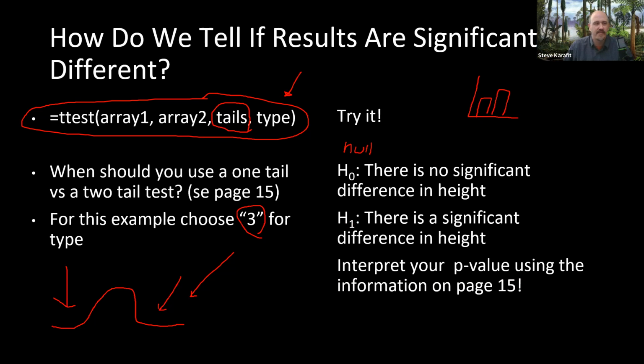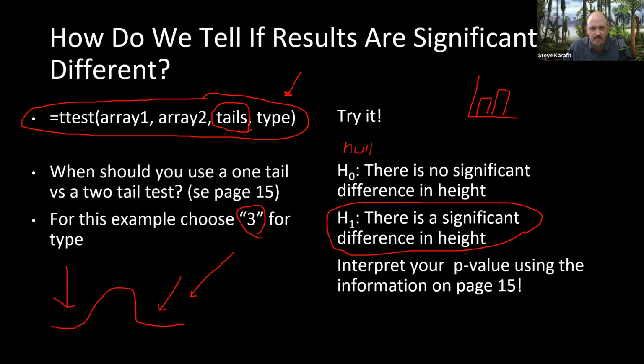If H1 says there is a difference, but you're not predicting which one is taller or which one is shorter, that's a two-tailed test. If H1 said population 1 is on average taller than population 2, you're predicting direction there, then you would do a one-tailed test. Now let me show you how to do this and how to interpret it.